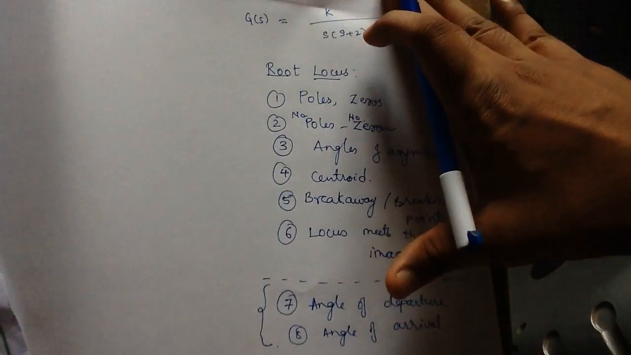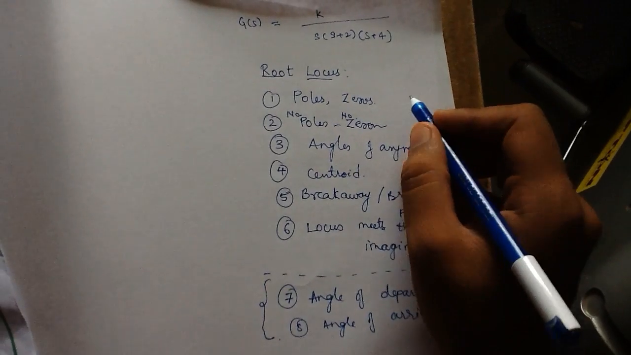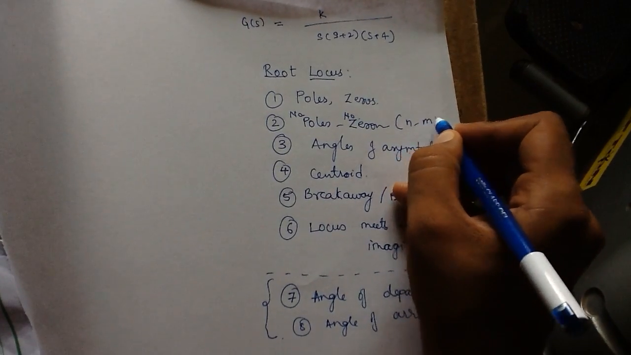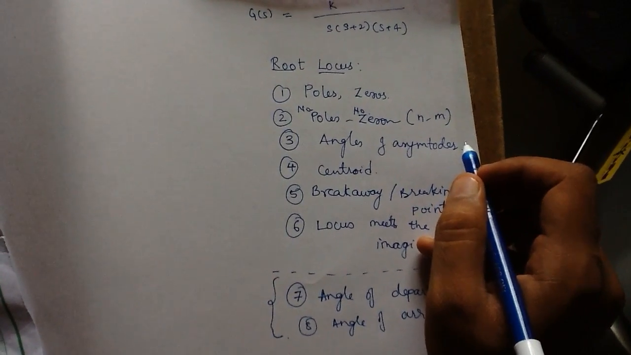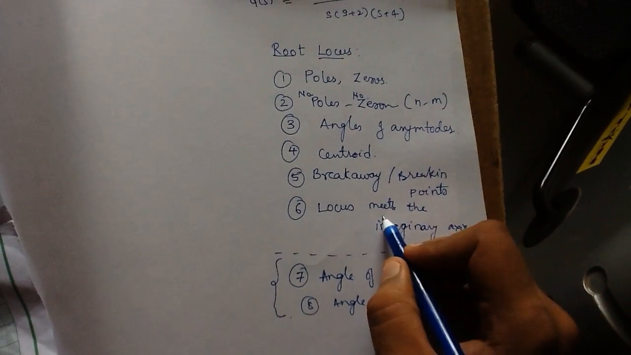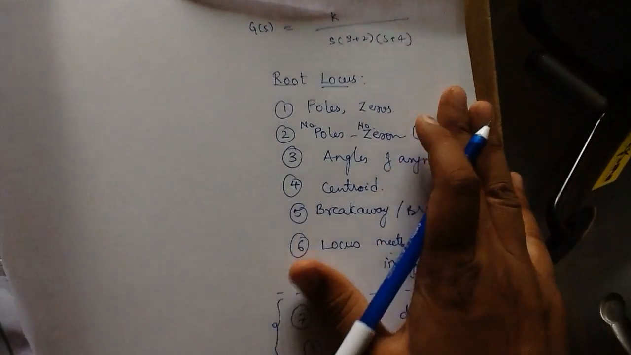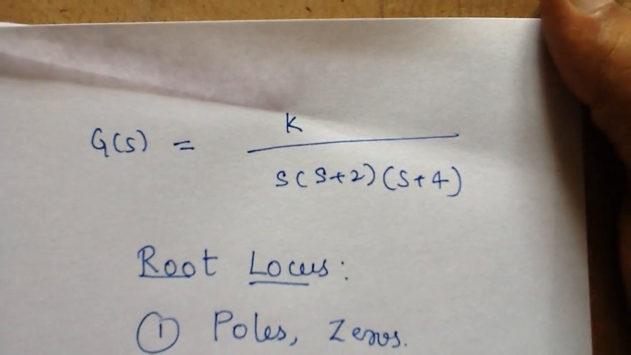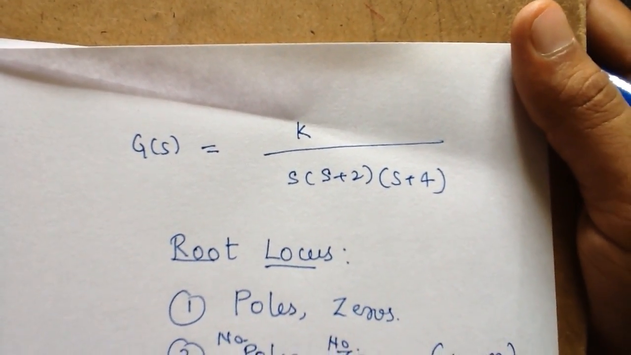So keep these 8 things in mind when you're sketching a root locus. The first thing is find out the poles and zeros, then find out number of poles minus number of zeros, also denoted by n minus m. Find out the centroid, find out the angles of asymptotes, there is a formula for that, and find out the breakaway and break-in points, and find out where the root locus meets the imaginary axis. So with these points in mind, let's get started with our first example where our transfer function is G of s is equal to k by s into s plus 2 into s plus 4.